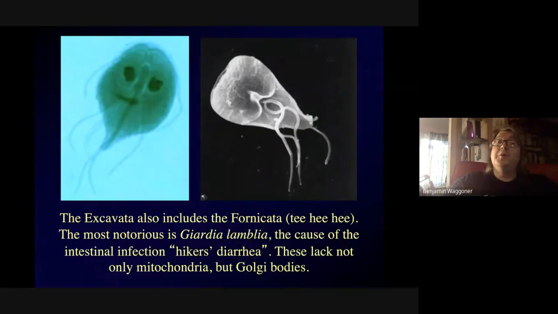Okay, so Parabassalia is the group of excavates that includes most of the termite symbionts. Another group of excavates is the Fornicata, hardy har har, and the most notorious of the Fornicata is Giardia, Giardia lamblia. It's currently considered one species, although it's suspected that there's probably a lot more. It's the cause of a rather nasty intestinal infection called hiker's diarrhea.